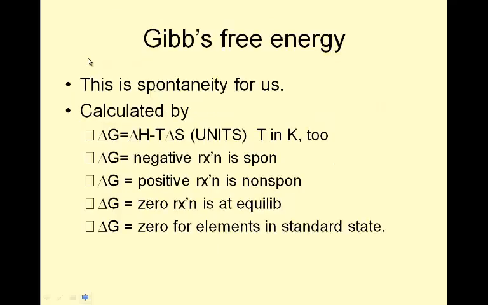Gibbs free energy. This is just spontaneity for us. Spontaneity is, does it happen or not? It's calculated by this equation, delta G equals delta H minus T delta S. Stupid units, stupid units, stupid units. So make sure units work.